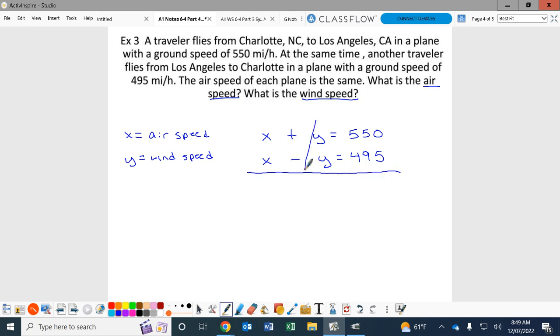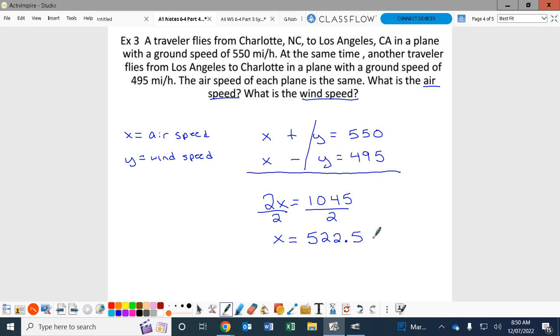Eliminate. What is x plus x though? Please don't get that wrong. 2x equals 1,045. Check my math, guys. Yep. Okay. Divide by 2, divide by 2. X equals 522.5. Oh, this is going to be a decimal, isn't it? Yeah. 522.5. Okay, that's x.